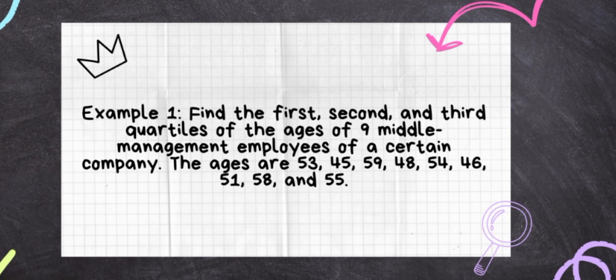Example 1. Find the first, second, and third quartiles of the ages of 9 middle management employees of a certain company. The ages are 53, 45, 59, 48, 54, 46, 51, 58, and 55.